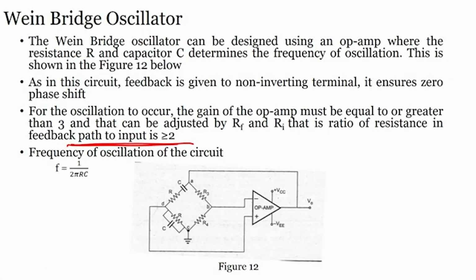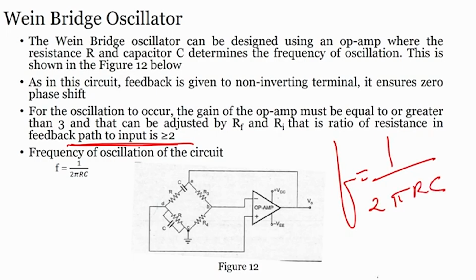Okay, understood. Now, the frequency of oscillation for this particular circuit: the formula is f equals 1 upon 2 pi RC. So, easy, right, easy to remember. Frequency is nothing but 1 upon 2 pi RC. This is the case when we are talking about the Wein bridge oscillator.